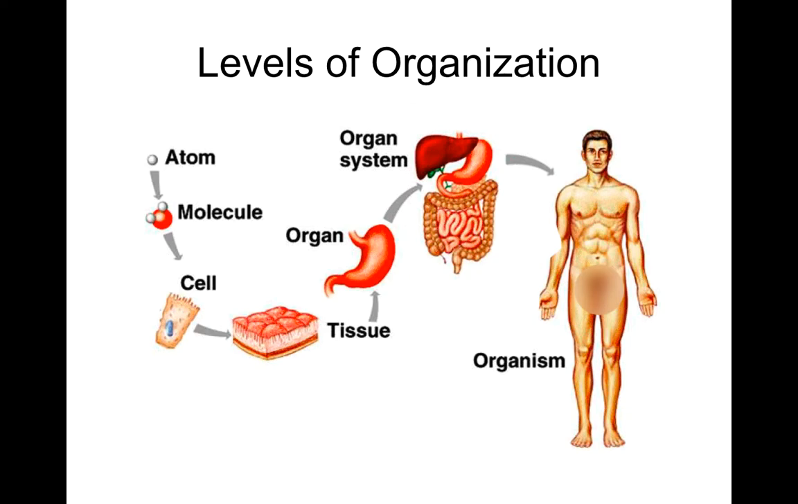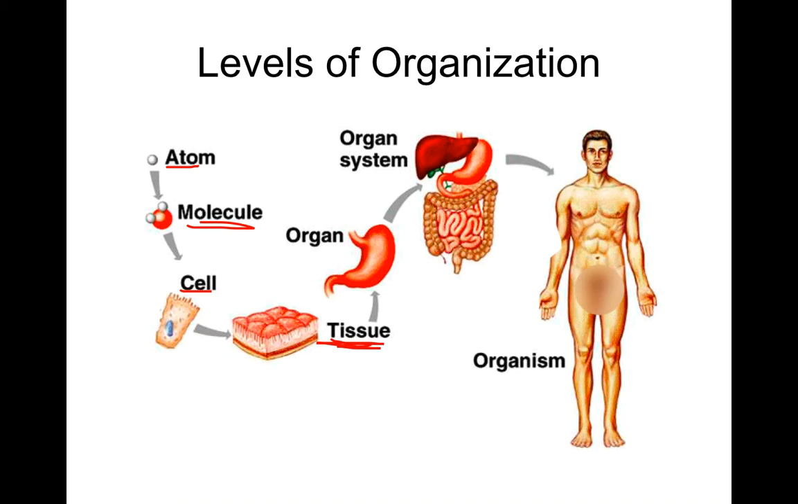So the levels of organization, we've already talked about atom, which is the smallest piece of matter that we can have. Two or more atoms can make up a molecule, and we know we have larger molecules called macromolecules, like our starches and things like that. Then we have molecules work together to make up cells, and then different cells can make up tissue.